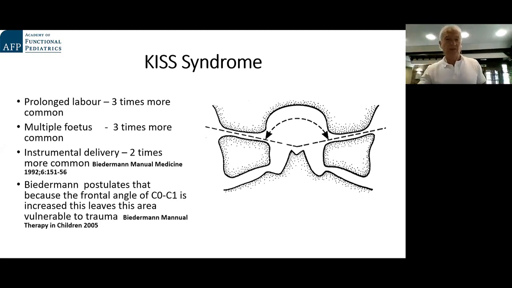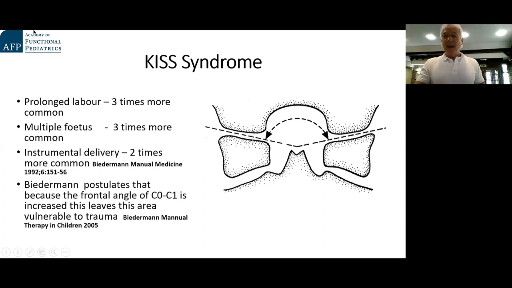creating that compression there. So Heiner Biedermann, when he did the research on this, found that prolonged labor, multiple fetuses, and instrumental delivery were 3 times more common with a KISS syndrome. Lots of the reasons we talked about for why these kids get these issues.